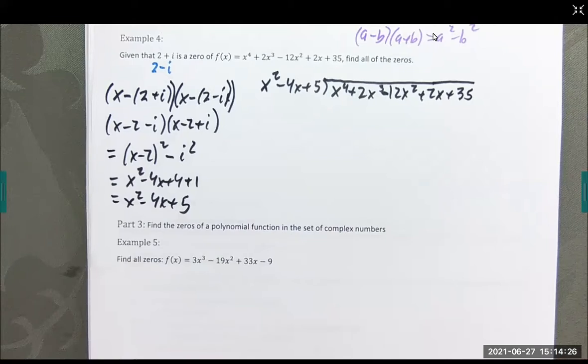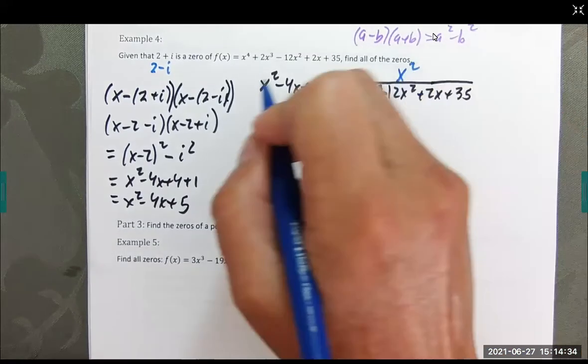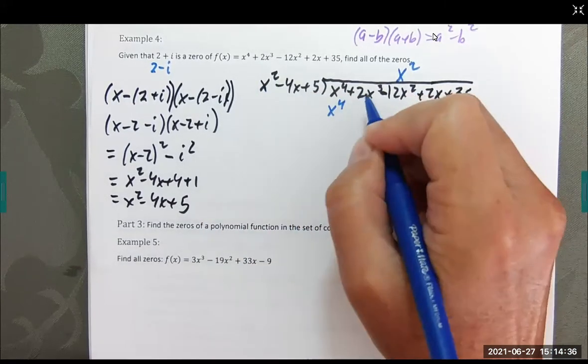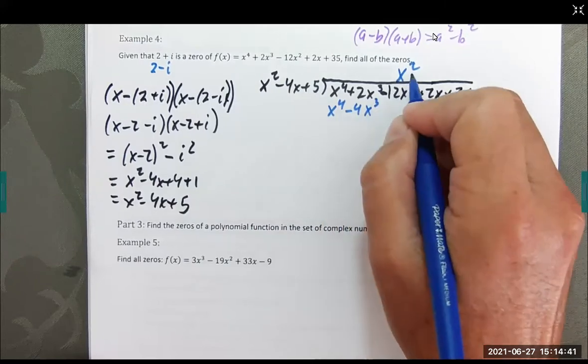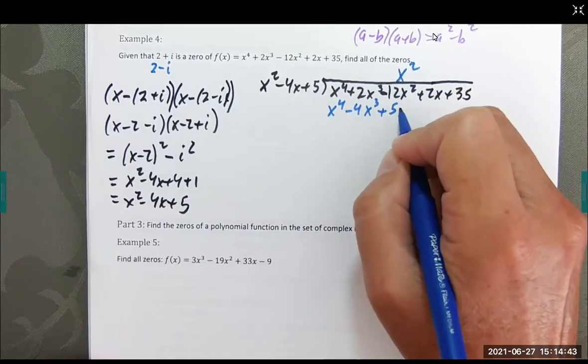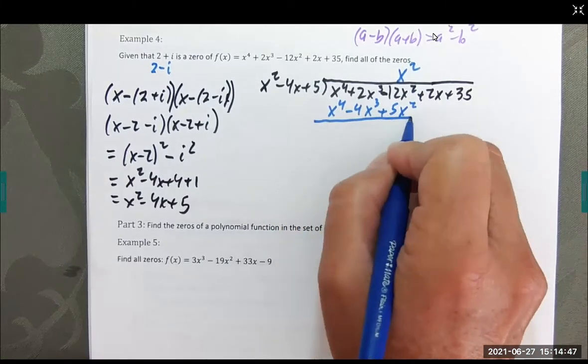All right, let's start with x squared. Let's use another color. X squared times x squared gives me x to the 4th, and we'll distribute that all the way through. So that's going to be minus 4x to the 3rd plus 5x squared. Subtract.